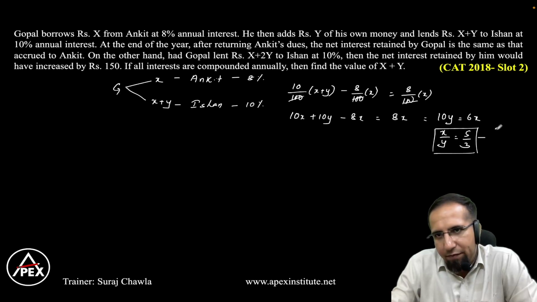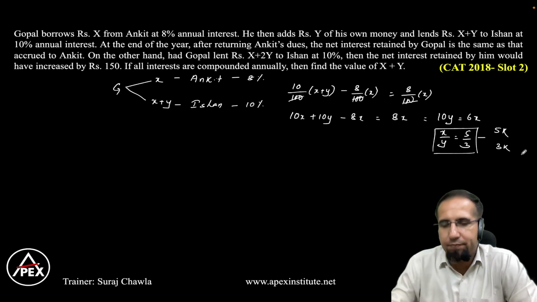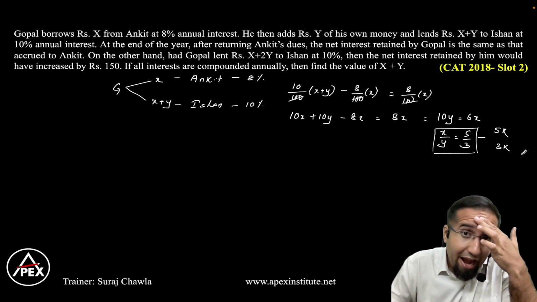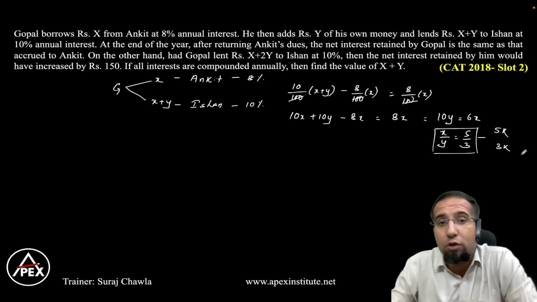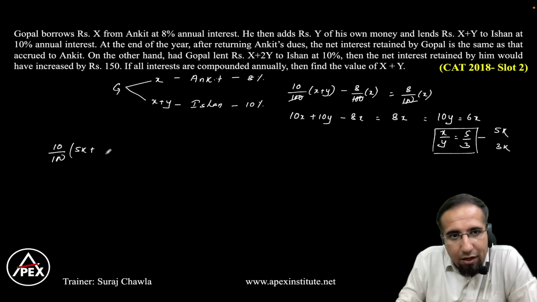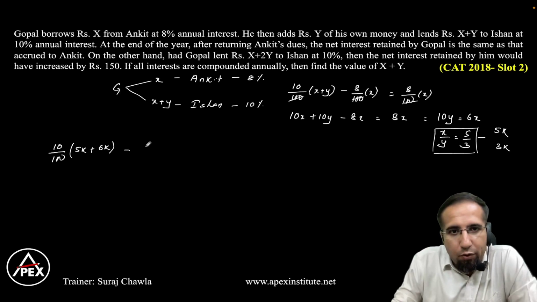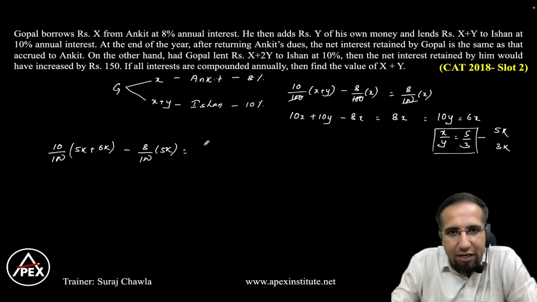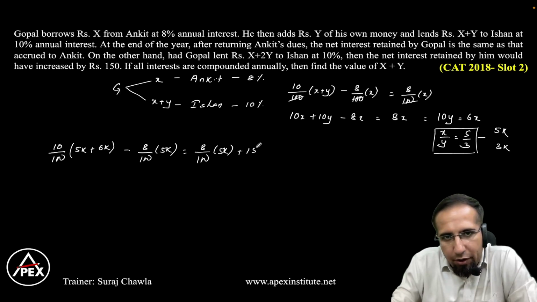So let us take this as 5k and 3k. This is the value of x and y. Now what is the question asking you? On the other hand, had Gopal lent x plus 2y to Ishan, he would have collected 10% of x plus 2y. Now x is 5k and 2y is 2 into 3k, that is 6k. And he would have given 8% of 5k. Then his interest accrued would have increased by 150. That is going to be 8% of 5k plus 150.